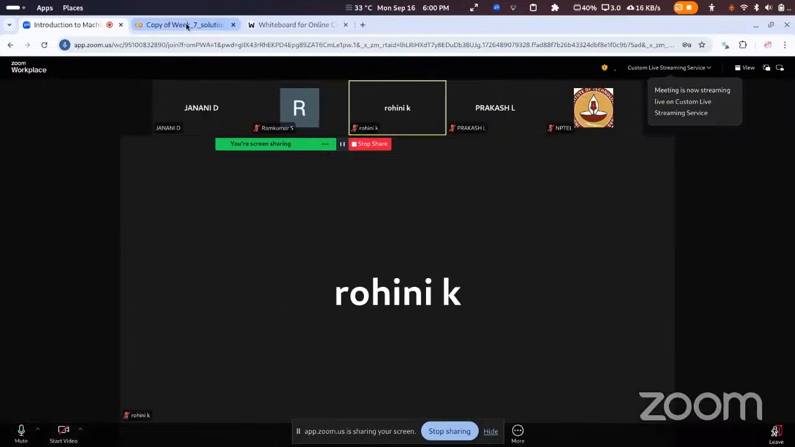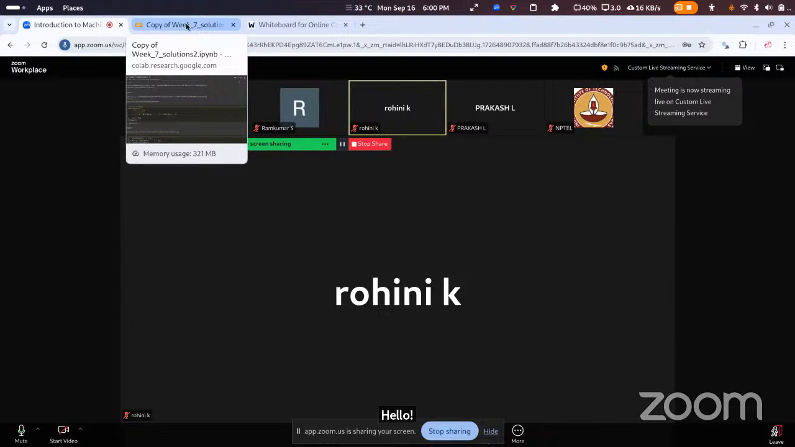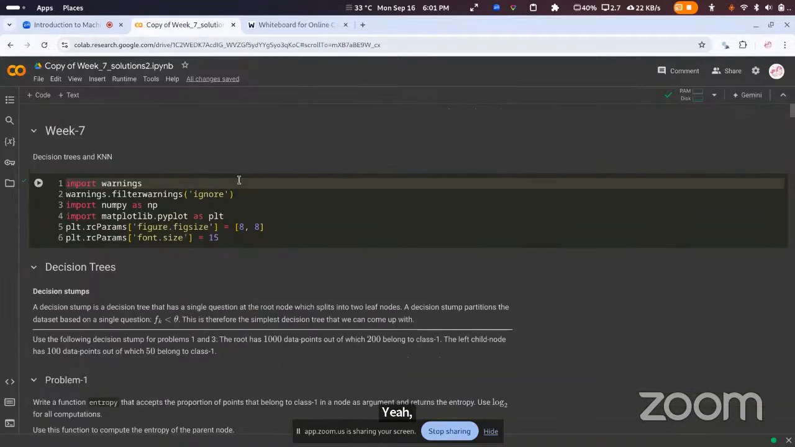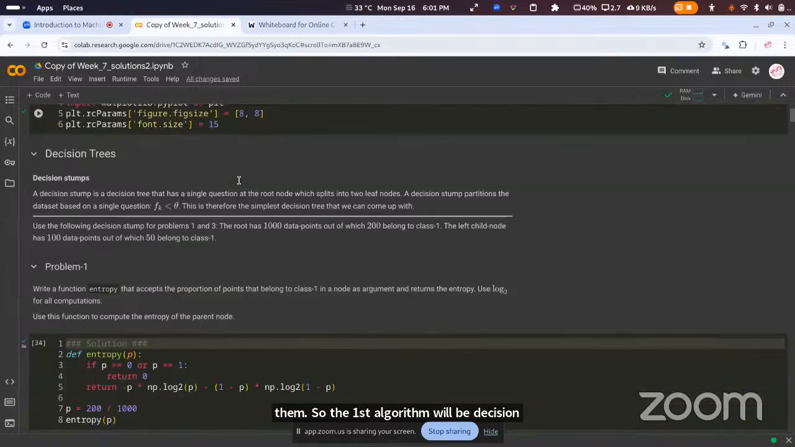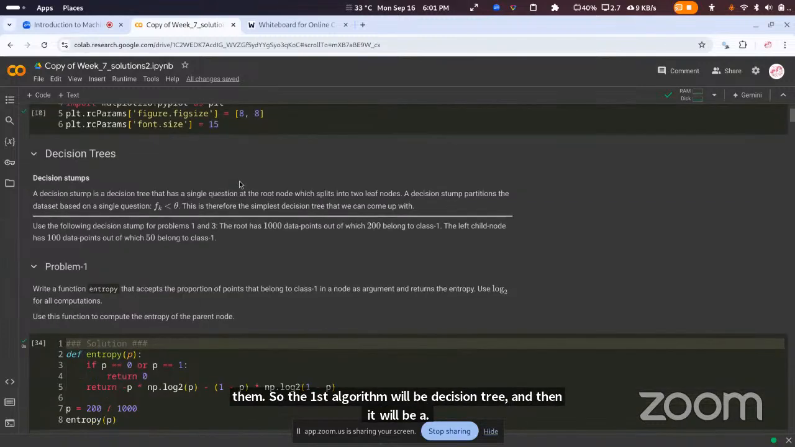Okay. I hope my screen is visible. Yes, ma'am. Okay. So today we'll cover two classification algorithms as mentioned. So the first algorithm would be decision tree, and then it would be KNN. So let's start with the implementation of decision tree.